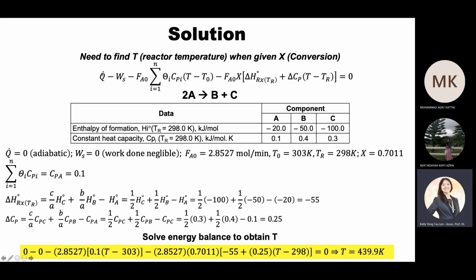Okay, so again, we calculate one by one. First, Q is 0, Ws is also 0. FA0 is given as 2.8527.